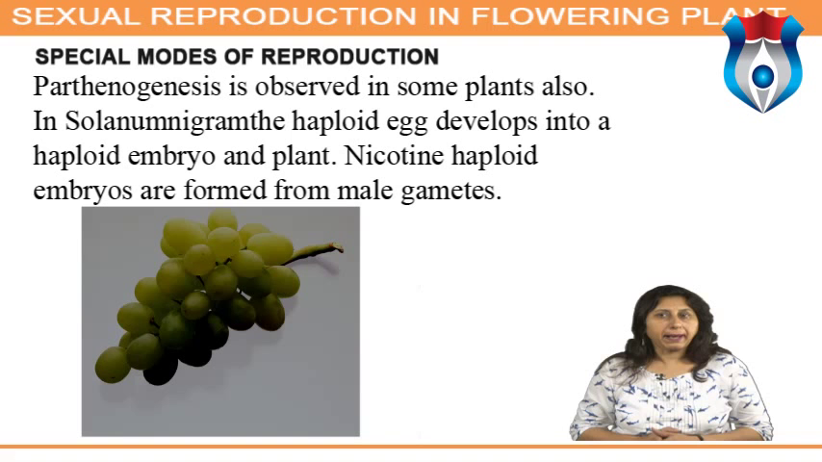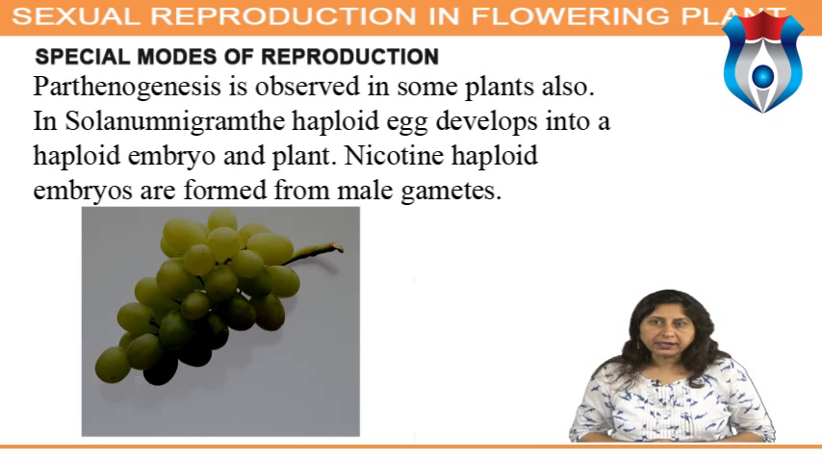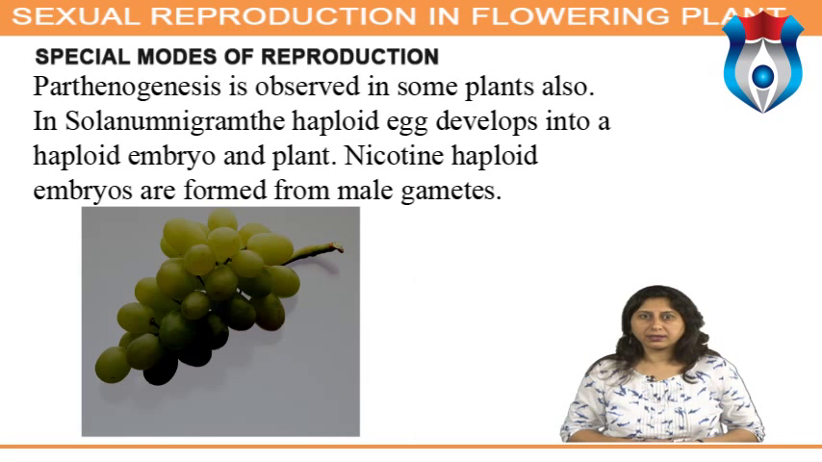Parthenogenesis is observed in some plants also. In Solanum nigrum, the haploid egg develops into a haploid embryo and plant. In Nicotiana, haploid embryos are formed from male gametes.